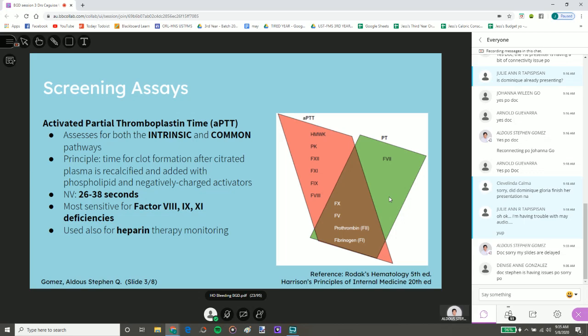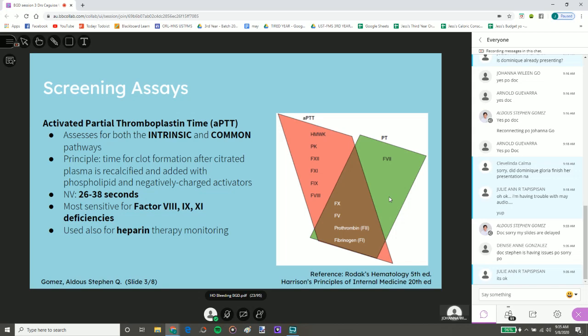Di ba pabot na ng tablet? Miguel, pabot ng tablet. Uy, Miguel, pabot ng tablet po.